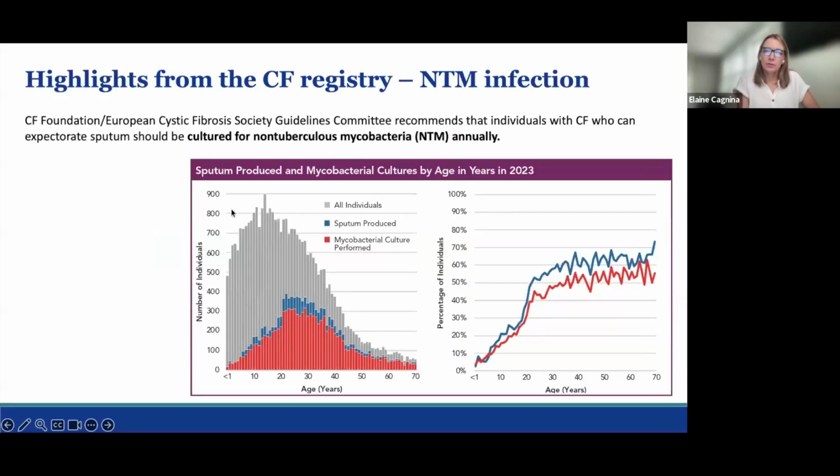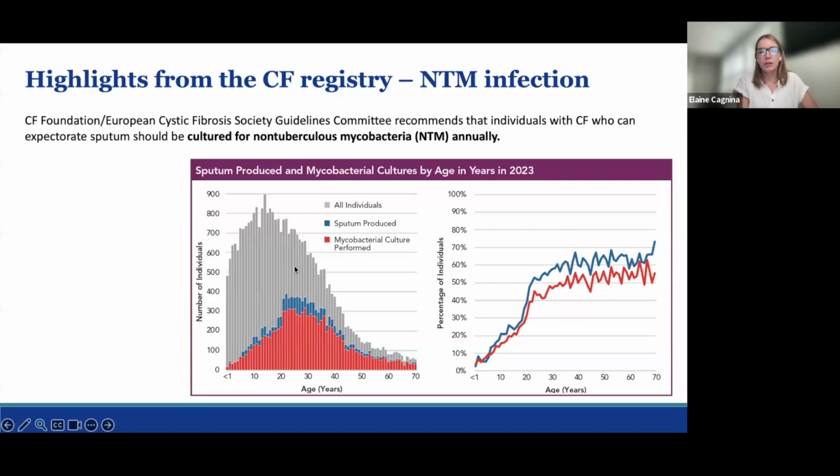And then I'm going to show you a couple things from the CF registry. As many of you know, the CF Foundation and the European CF Foundation, but this is data from the American CF Foundation, keep a registry. If you've given consent, then your data from your sputum cultures are included in this national registry of people with cystic fibrosis. This is from 2023, but the data hasn't changed that much. And CF guidelines recommend that individuals with CF who can expectorate sputum should be cultured for non-tuberculous mycobacteria at least once annually.